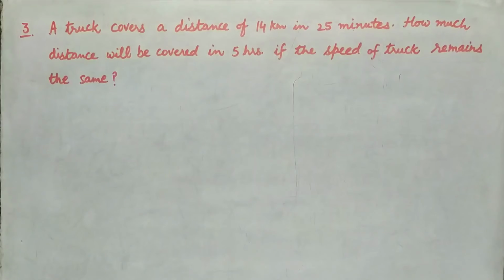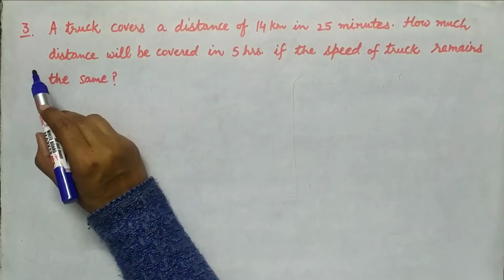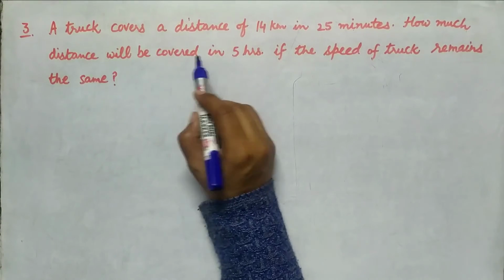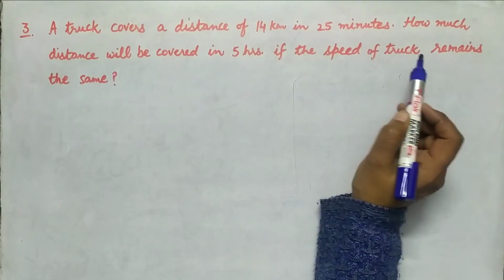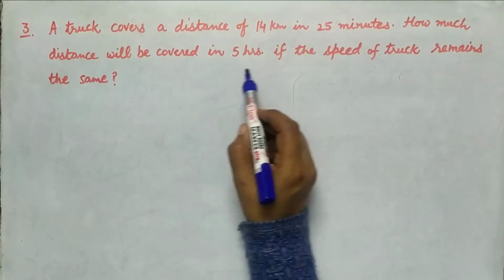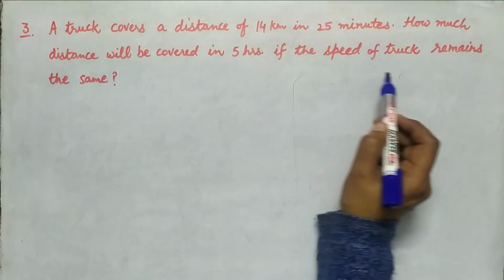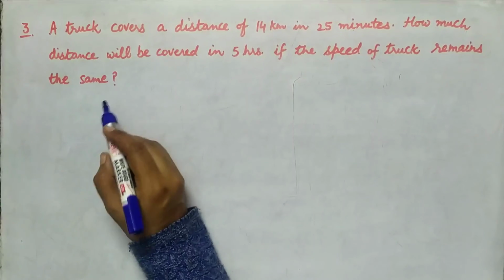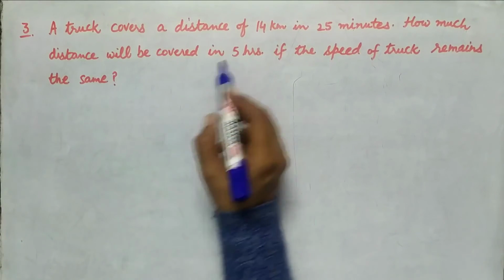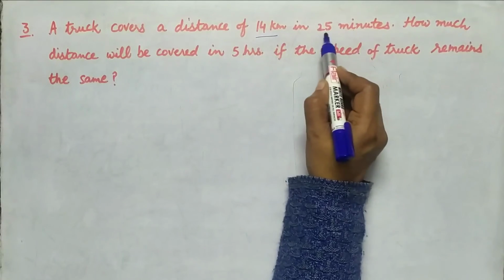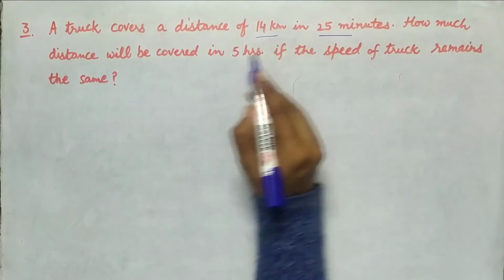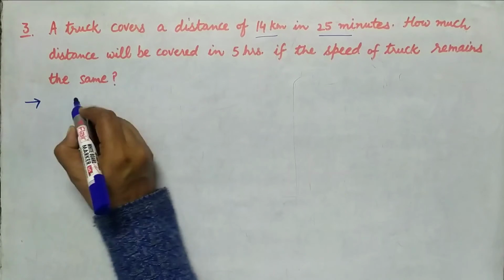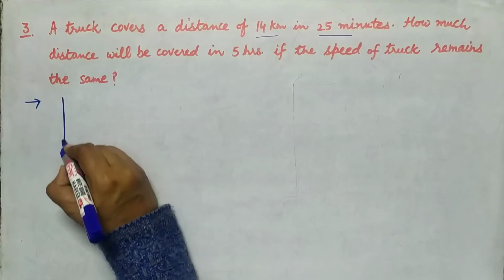Let us practice more. Third question. A truck covers a distance of 14 kilometers in 25 minutes. How much distance will be covered in 5 hours if the speed of the truck remains the same? Here the distance and the time are our columns. Distance in the first column, distance covered. Let us make the table.